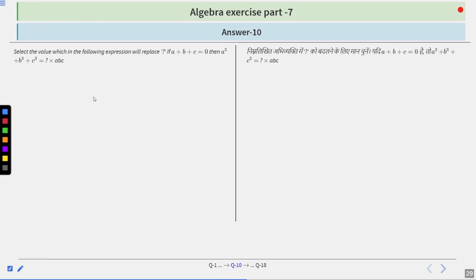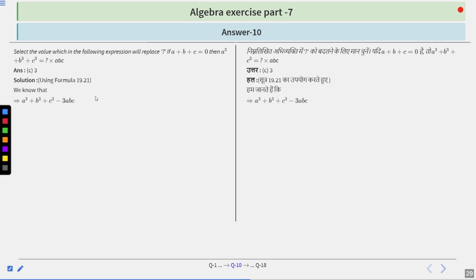So we have to find the value of this question mark, and the equation given to us is a plus b plus c equal to 0 and a cube plus b cube plus c cube equal to question mark into abc. The answer to this question is option number C, 3. And we are going to solve this question by using formula 19.21.